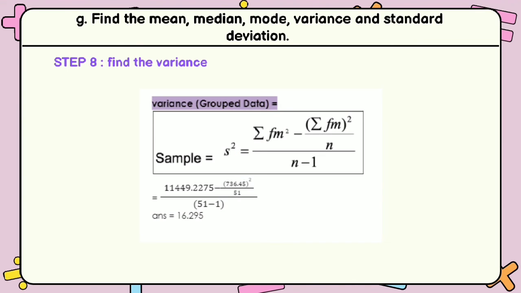Step 8. Find the variance. The formula of variance for grouped data is s squared equals sum of fm squared minus sum of fm, squared, divided by n, and then divided by n minus 1. So, 11,339.2275 minus 736.45 squared, divided by 51. Therefore, the final answer is 16.295.